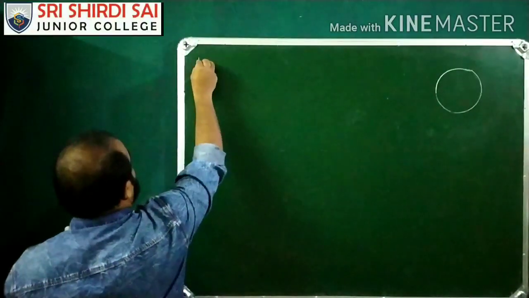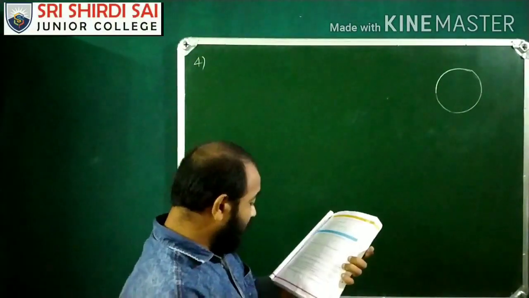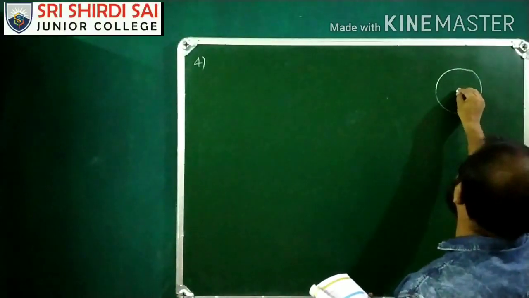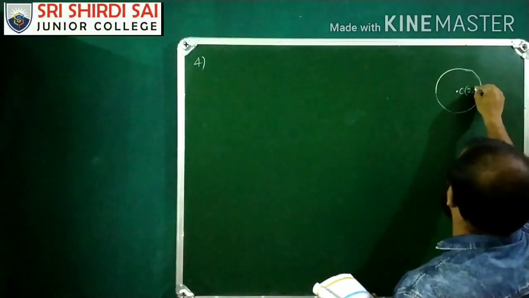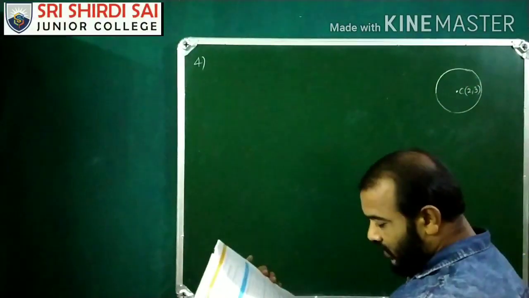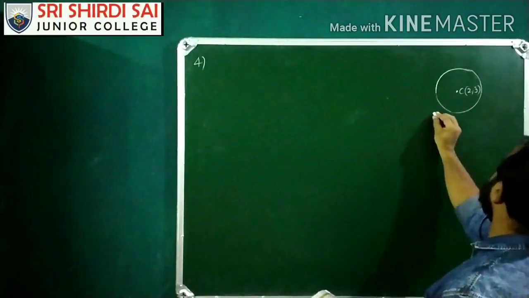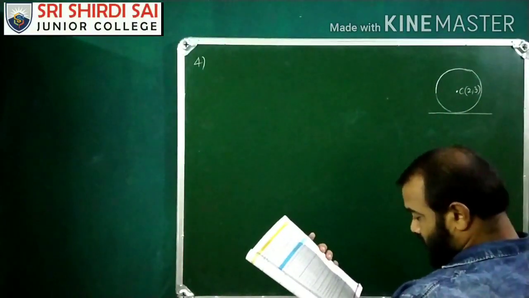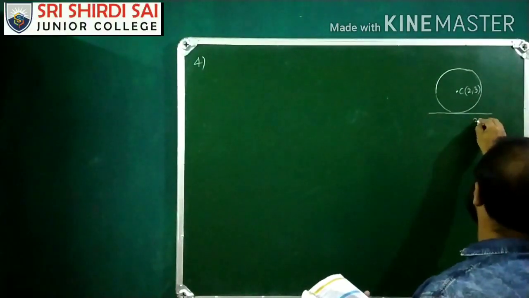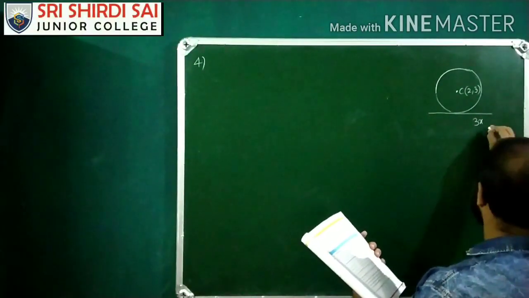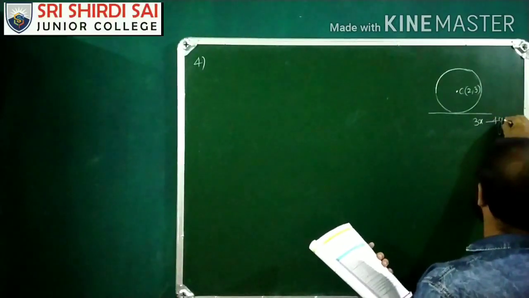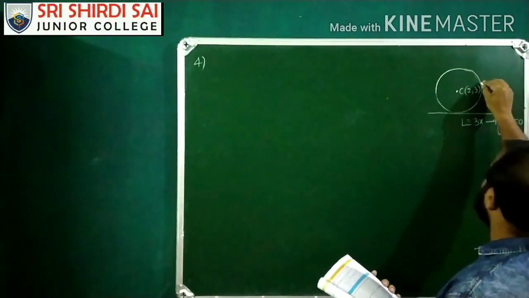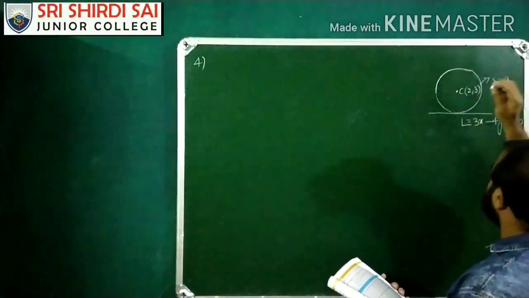The next question, 4. Find the equation of the circle with center 2, 3. So center of the circle is 2, 3, and touching the line. This circle touches the line. What is this line? 3x minus 4y plus 1 equals to 0. This is this line. So we need to find out the equation of the circle.